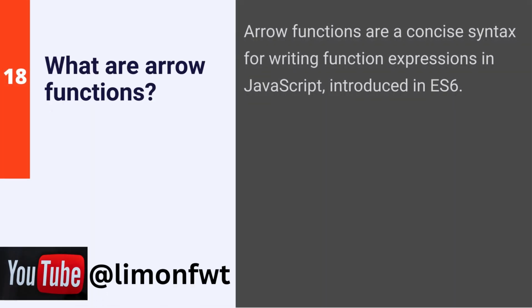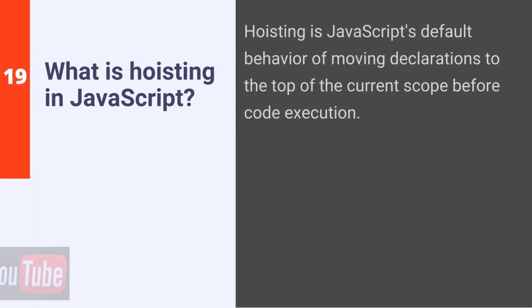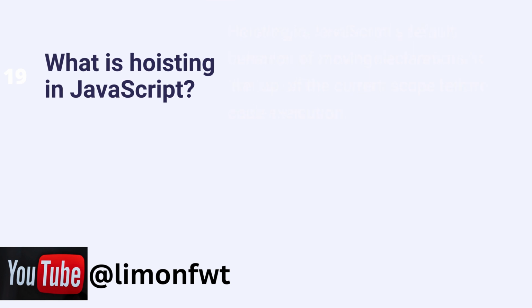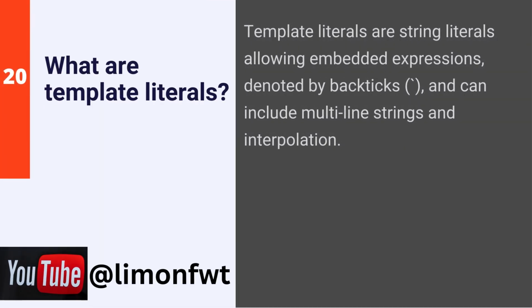What are arrow functions? Arrow functions are a concise syntax for writing function expressions in JavaScript, introduced in ES6. What is hoisting in JavaScript? Hoisting is JavaScript's default behavior of moving declarations to the top of the current scope before code execution.